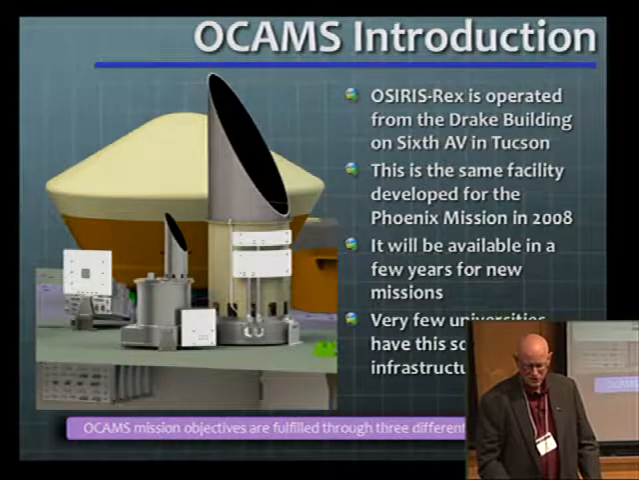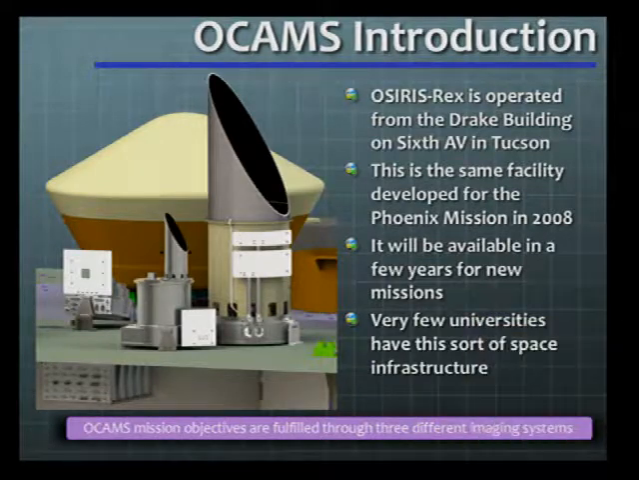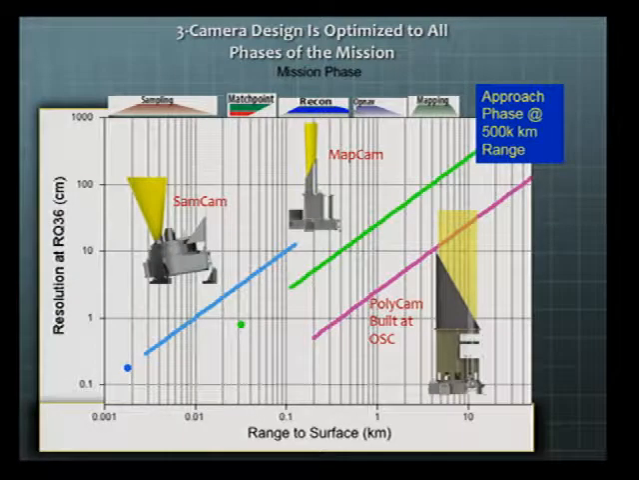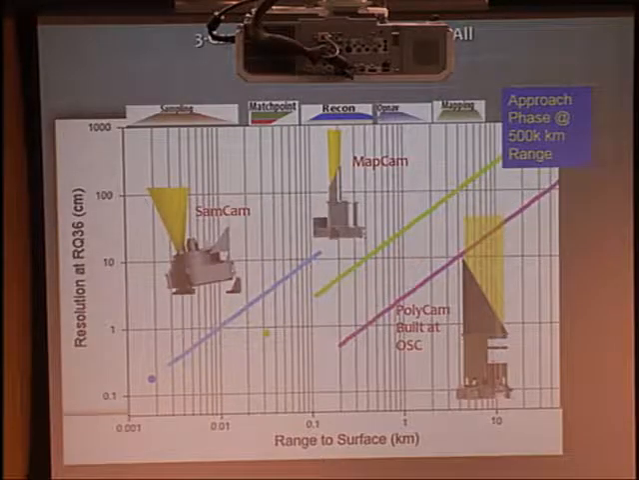Very few universities have this sort of space infrastructure that we've developed here. Now, we had 3 cameras. I'll just go through this quickly. Here's the range to the surface of the asteroid. And when we're far away, we use the big 8-inch telescope. And as we come closer and closer, we can actually refocus it.